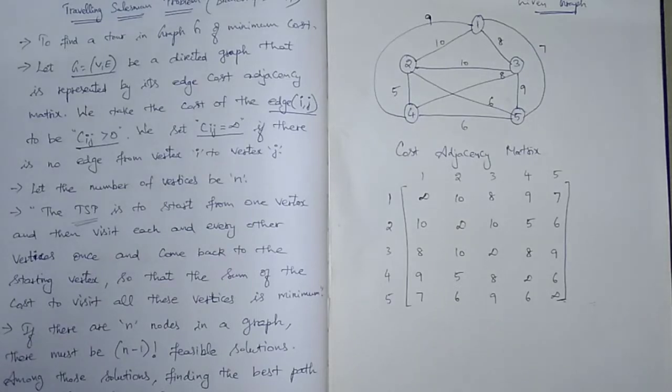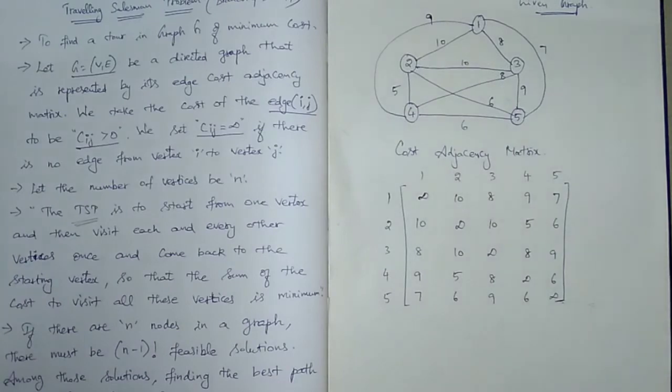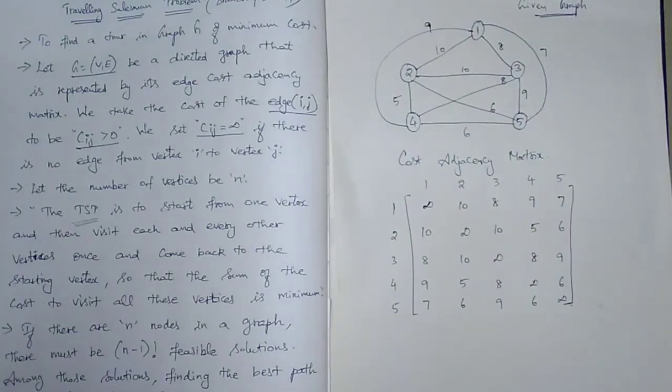So here, given a graph, the objective of the traveling salesman problem is to start from one vertex and then visit each and every other vertex once and come back to the starting vertex, so that the sum of the cost to visit all these vertices is minimum. If there are n nodes in a graph, there must be (n minus 1) factorial feasible solutions. And among those solutions, finding the best path is the traveling salesman problem.